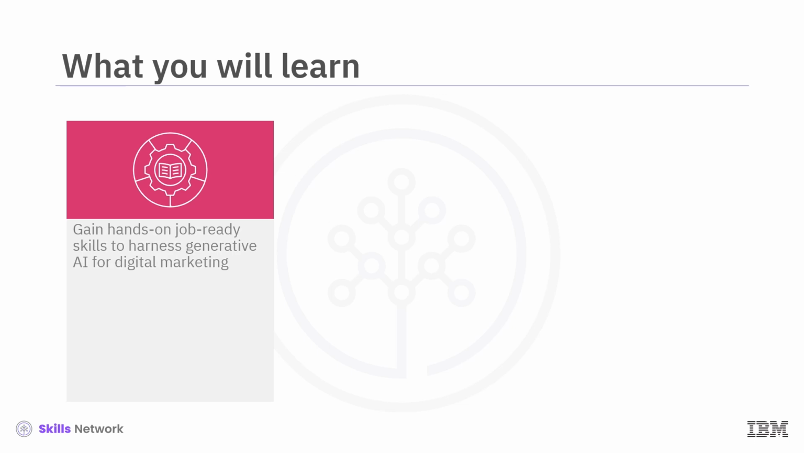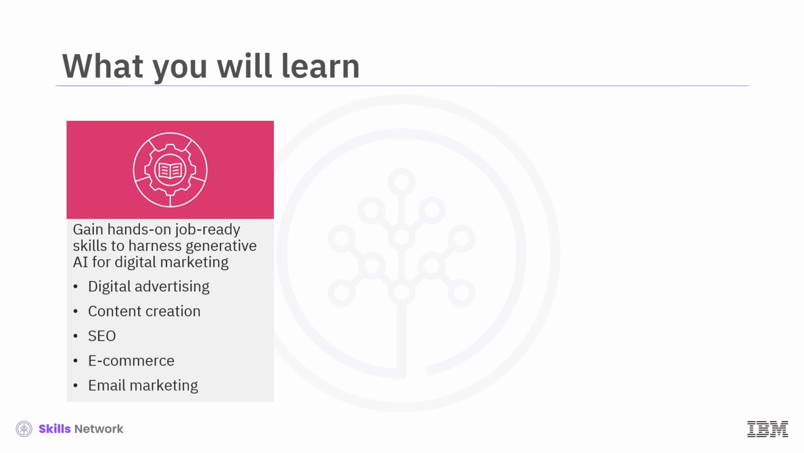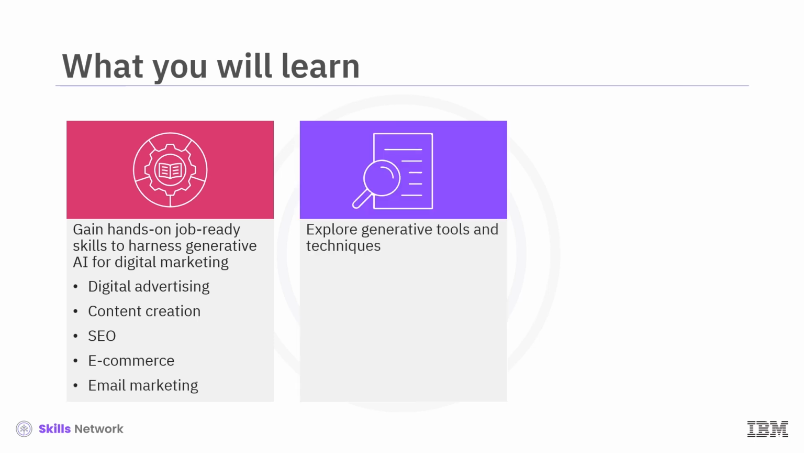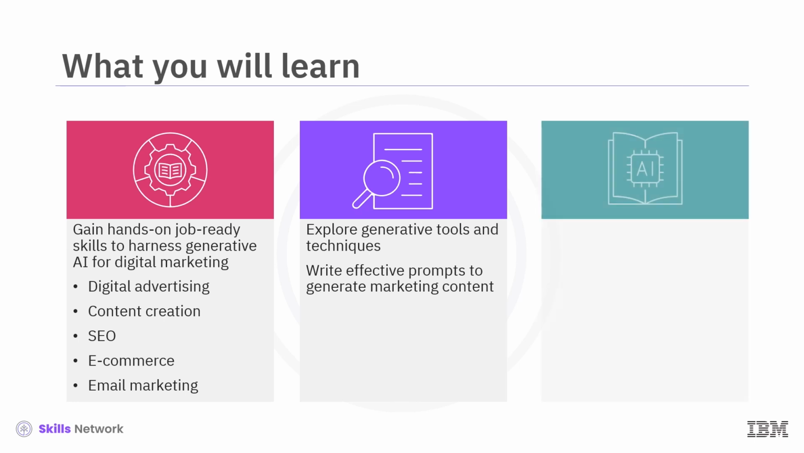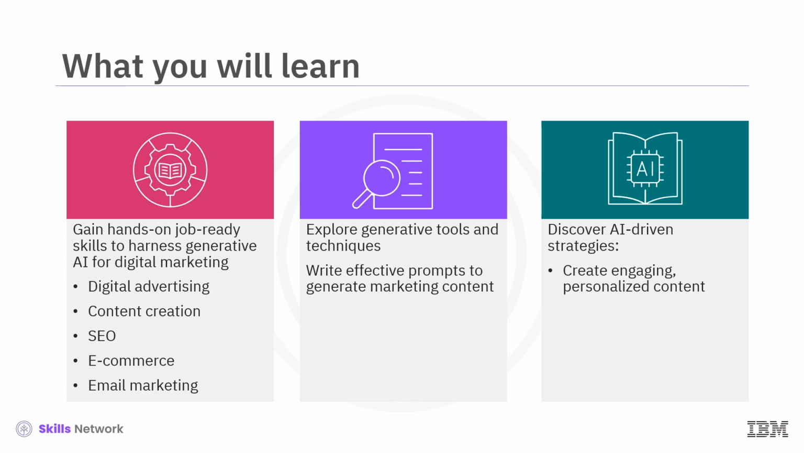This course equips you with hands-on, job-ready skills to harness generative AI across key areas of digital marketing, including digital advertising, content creation, search engine optimization or SEO, e-commerce, and email marketing. You'll explore generative AI tools and techniques and learn how to write effective prompts to generate compelling marketing content and campaigns. Additionally, you'll discover AI-driven strategies to create engaging, personalized content that enhances targeted marketing efforts.